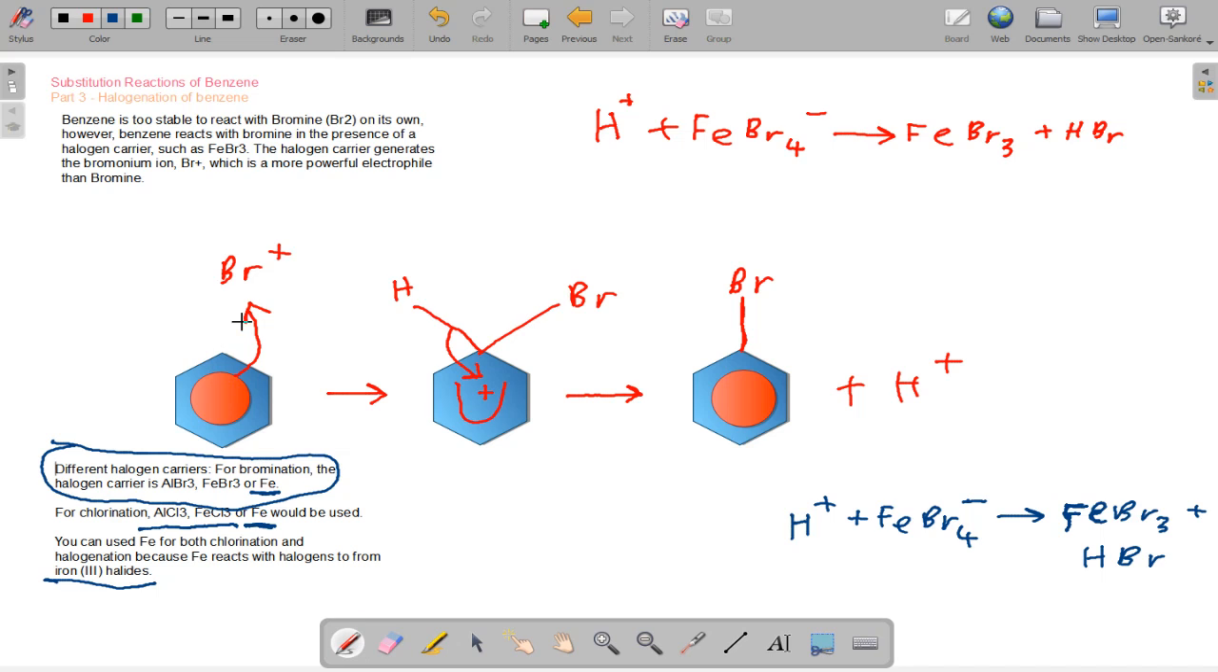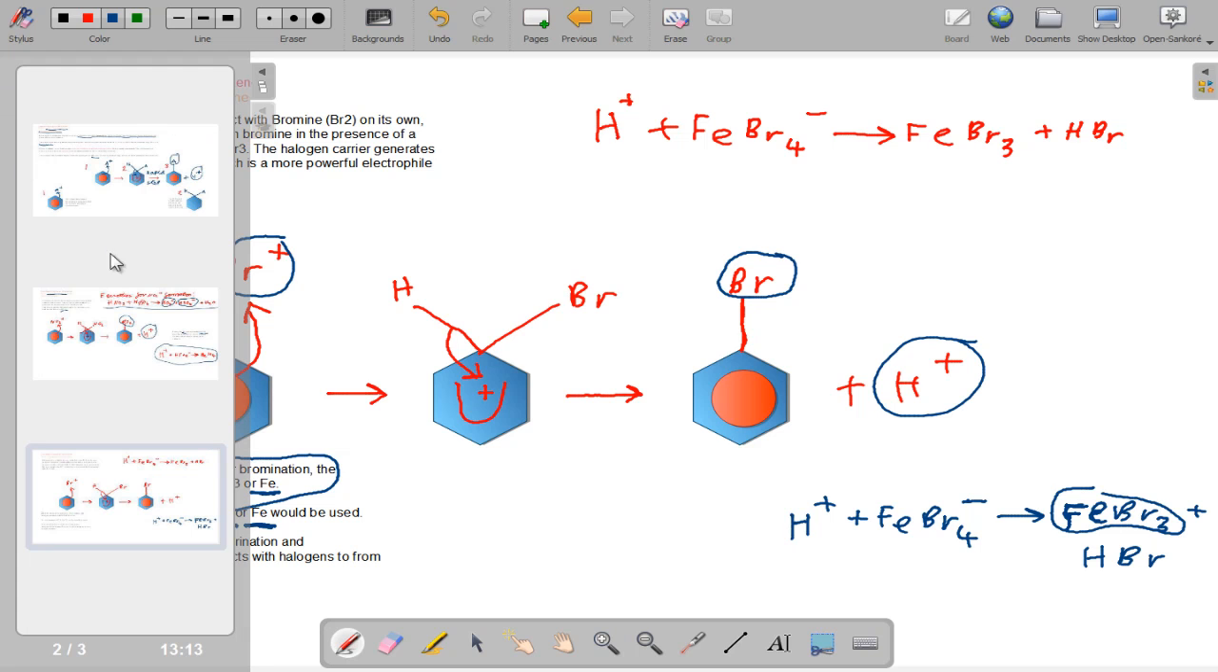So again, the electrophile bonds, the C-H bond breaks to reform the delocalized ring, and hydrogen is replaced by bromine. The H+ ion then reacts with the FeBr4- ion to form FeBr3 plus HBr.